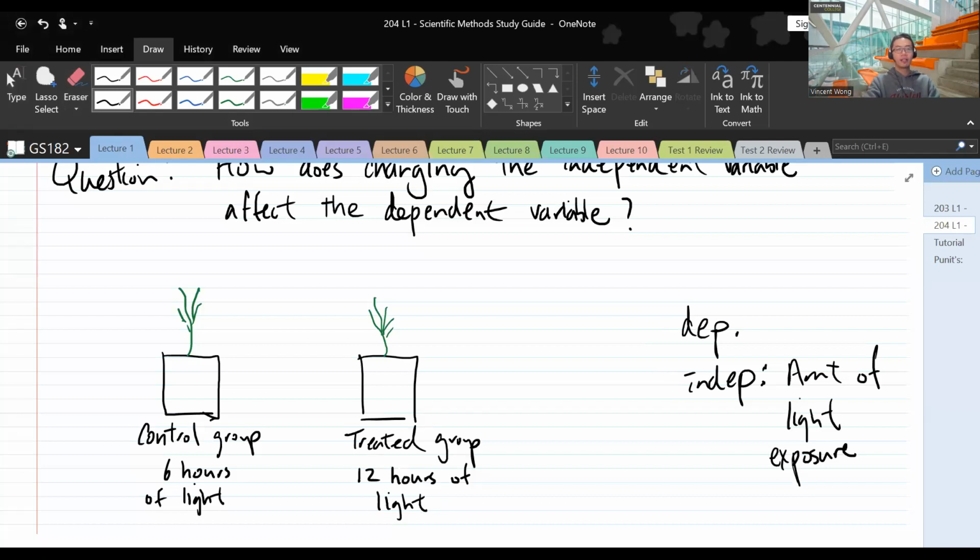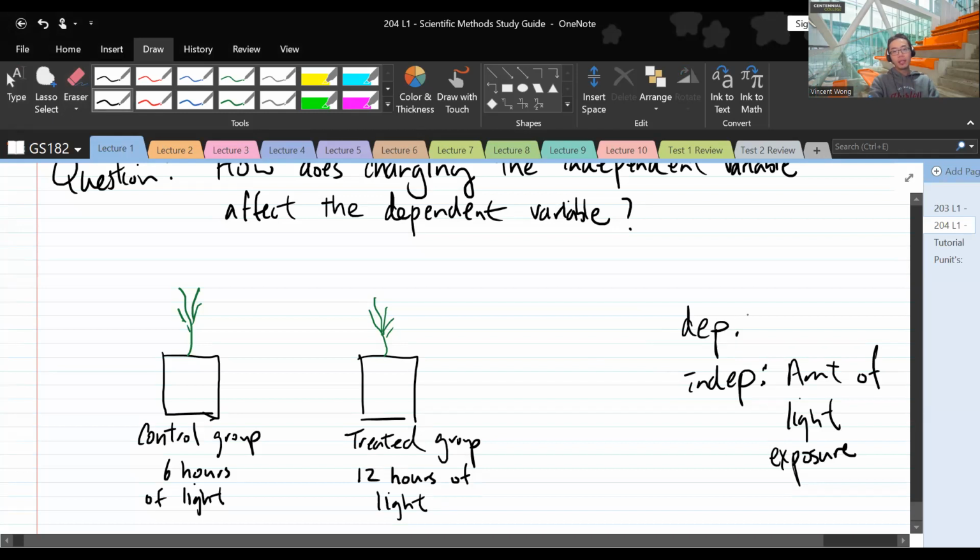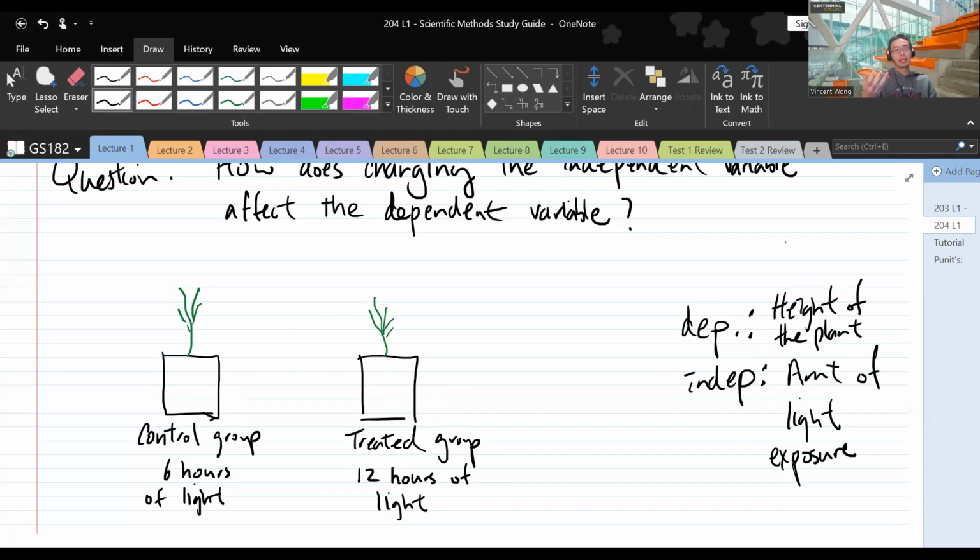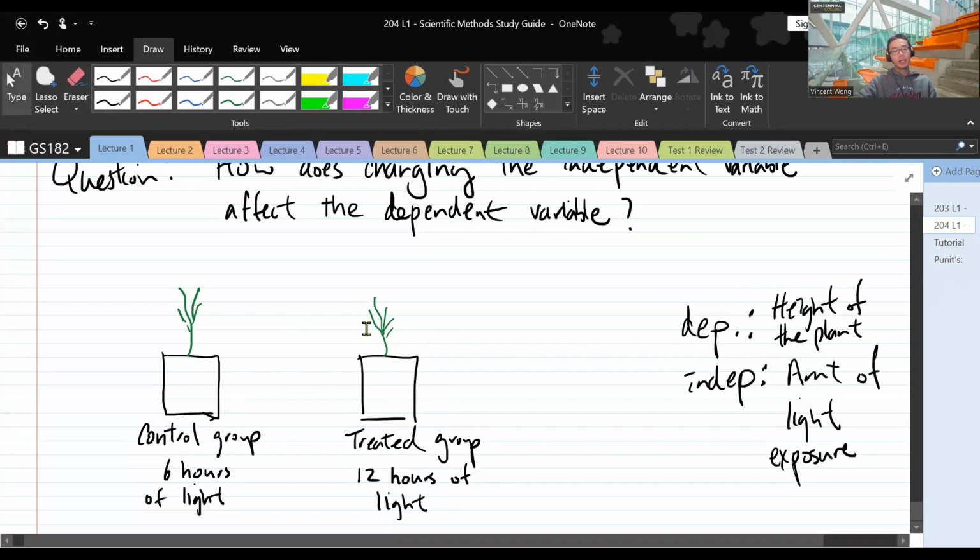That's the independent variable. The dependent variable is the one that you will be observing, that you will be measuring, right? So by exposing the plants to different amounts of light, you want to measure the height of the plant, right? You cannot control that. You cannot force the plant to grow taller or not. You're just observing it, just measuring it. So for that reason, the dependent variable is the height, whereas the independent variable is the light exposure.